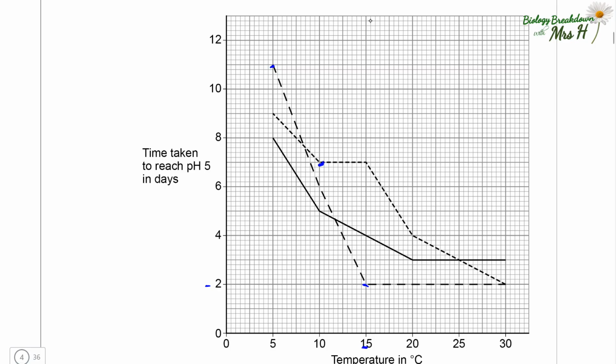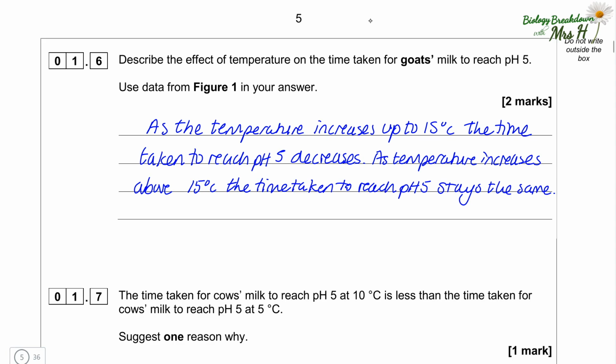Well, as the temperature increases up to 15 degrees C, the time taken to reach pH 5 decreases. And then if you have a look at the graph, you can see as temperature increases above 15 degrees C, the time taken to reach pH 5 actually stays the same.